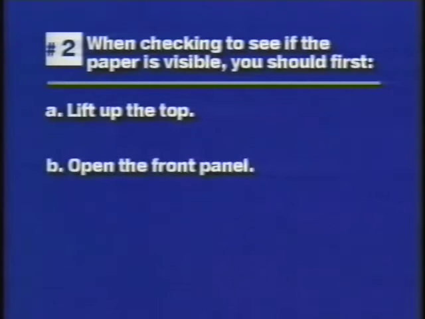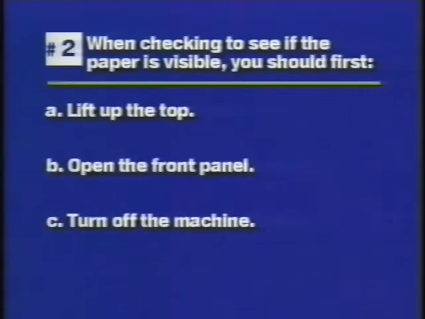Question 2. When checking to see if the paper is visible, you should first A. Lift up the top. B. Open the front panel. C. Turn off the machine. D. Check the rollers.